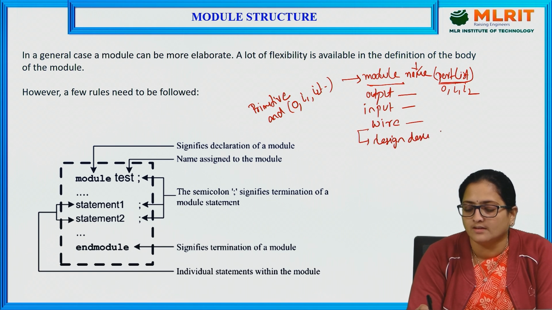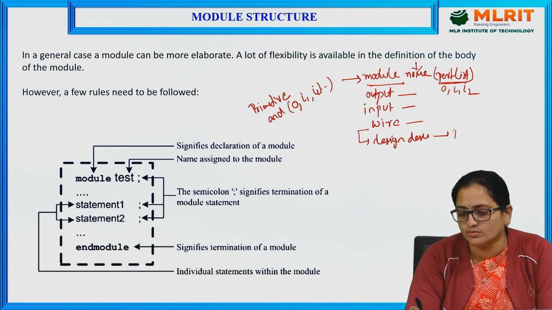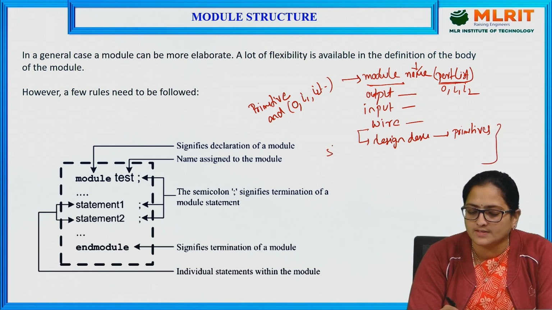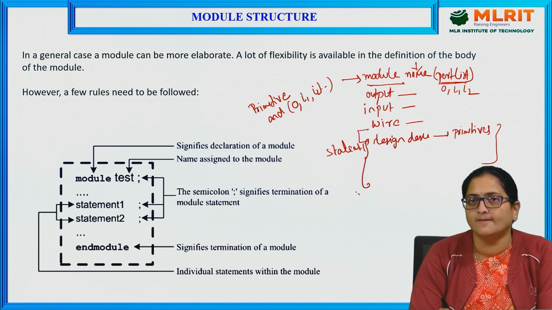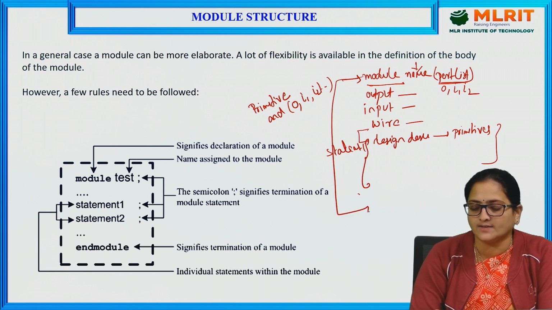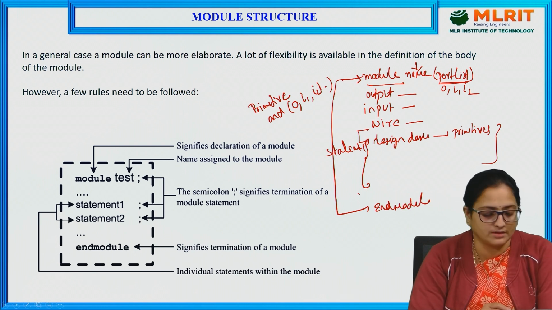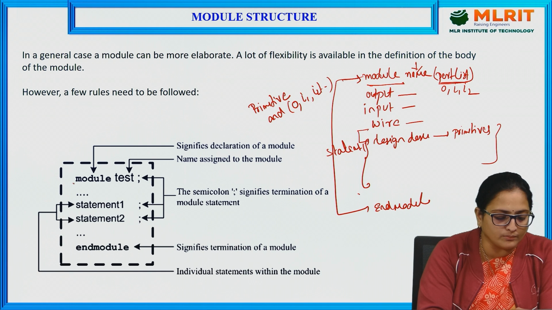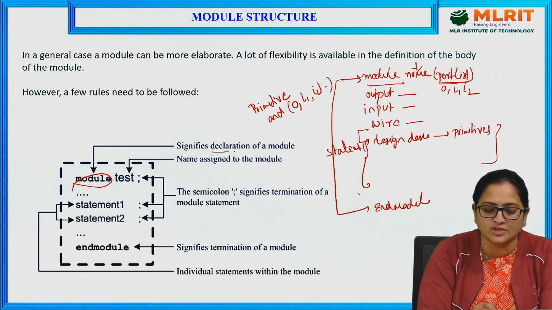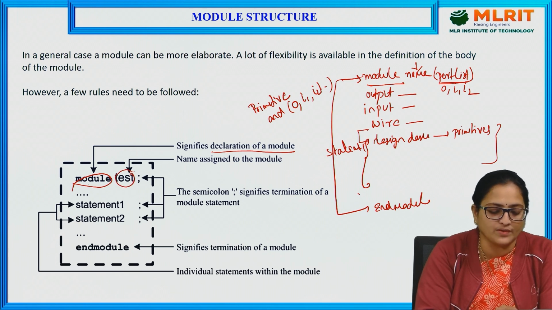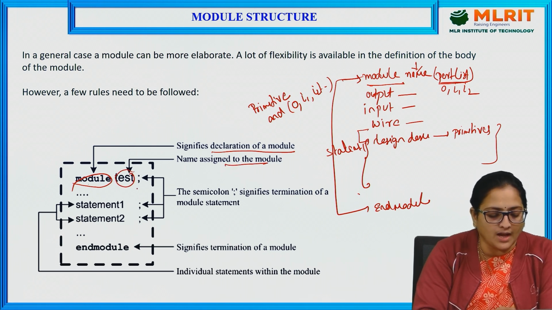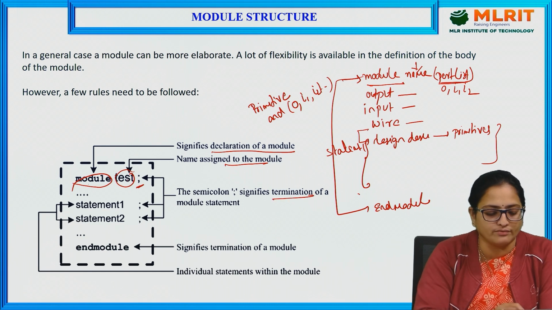That is, whatever primitives you want to use, you can call the primitives over here and write the statements based on your applications. Then this module has to end with the keyword endmodule. The same thing was explained here. The starting keyword should be module. It signifies the declaration of the module, and this specifies the name of that module, and the semicolon specifies the termination of the module header.